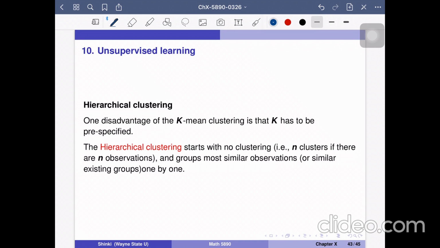Hi everyone. So the last one is hierarchical clustering. One disadvantage of k-means clustering is that k has to be pre-specified, and k is so crucial for the final result. Hierarchical clustering doesn't have such an assumption. It starts with no clustering, so that means n clusters if there are n observations, and it groups the most similar observations or most similar existing groups one by one to get a smaller number of clusters.